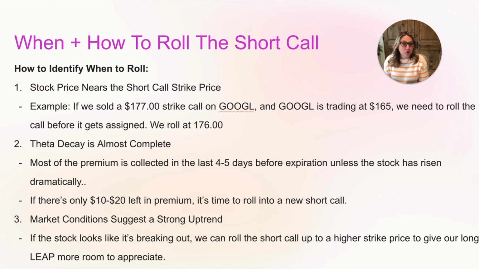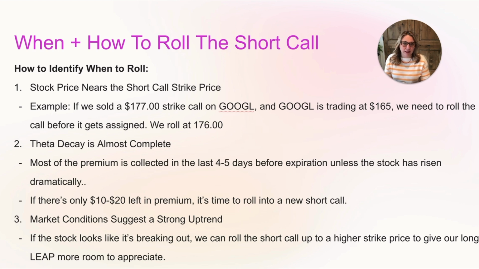The second reason I would want to roll is because the theta decay is almost complete. So that's what we're relying on. How we make money as options sellers and options traders is to take advantage of theta decay. That's one of the main tricks in our playbook. Most of the premium is usually collected up front in the contract if the stock price stays the same. So if you sell a 3-week call, 4 to 5 days before the expiration, if the stock has stayed in the same range, there's not that much meat on the bone left to pay back in that contract.